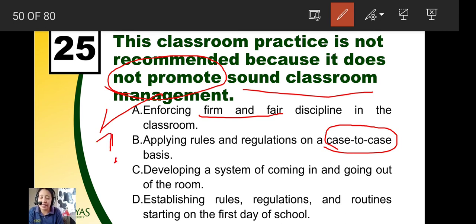Bakit case-to-case? Kasi, class, hindi siya acceptable. Case to case is just like, okay, student A, na late siya sa pagpasa, hindi mo tinanggap. Pero si student B, na late siyang magpasa, tinanggap mo pa. So, diba, applying rules and regulation on case to case basis is na-oppose siya letter A, that we need to be firm and fair. So, letter B is not or does not promote sound classroom management.